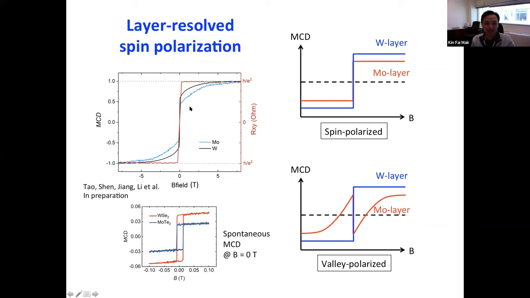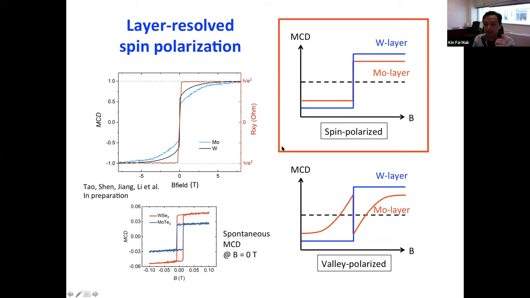So this is our experiment. What I'm showing here is a very simple experiment where we measure the MCD for the Moiré layer and the tungsten layer as a function of the magnetic field. At the same time, I show the RXY measurement, which is quantized to h over e squared. Okay. And you can see that in both layers, the MCD co-evolves in the same way with magnetic field that is expected for the spin polarized case. And if you zoom in on the small magnetic field region, you can also see a clear magnetic hysteresis in the MCD signal. So this simple measurement shows that it's the spin polarized case rather than the valley polarized case for the Chern insulator that we have.